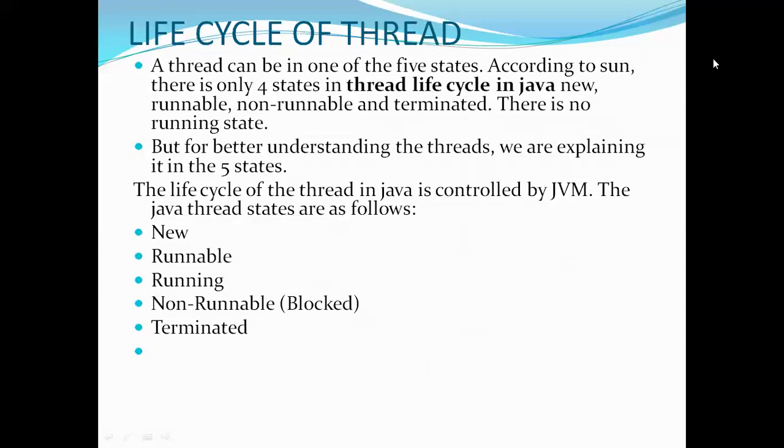Now, what is the life cycle of a thread? The life cycle of a thread has 5 states. Now, what are these 5 states? The first one is the new state, the second one is the runnable state, the third one is the running state, the fourth one is the non-runnable or blocked state, and the fifth one is the terminated state. The life cycle of a thread in Java is controlled by the JVM.